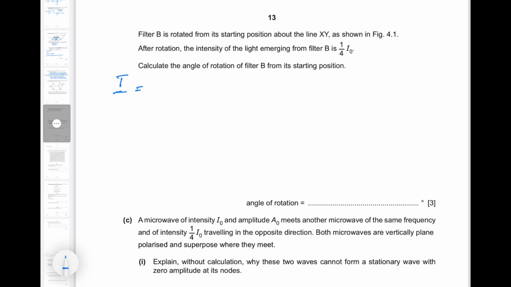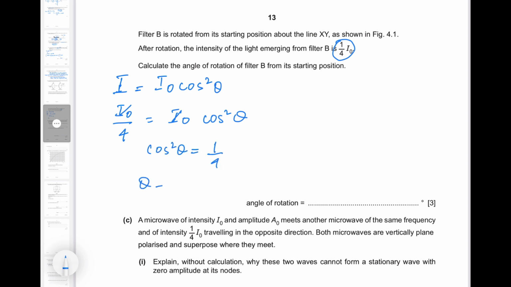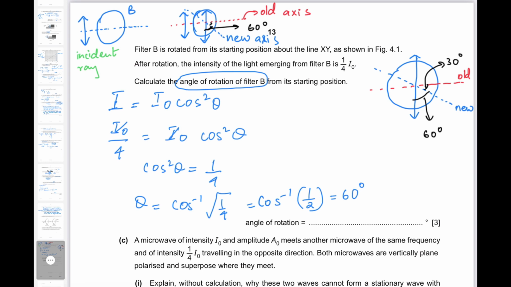Transmitted intensity is equal to the incident intensity multiplied by cosine squared of theta, and this means here we've got the transmitted intensity, which is I0 divided by 4, that's equal to I0 multiplied by cosine squared theta, and so cosine squared theta is 1 by 4 and theta is cosine inverse of root of 1 by 4, which is cosine inverse of 1 by 2, and that's equal to 60 degrees. Okay, so now we found theta.